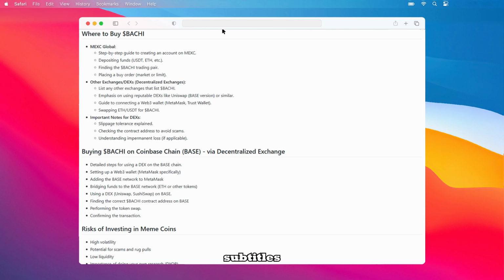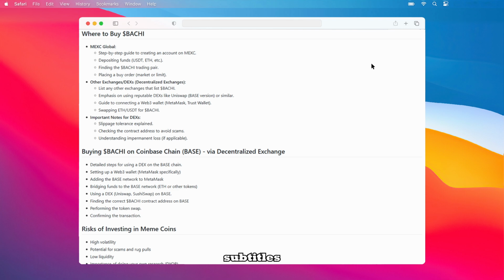Let's talk about how to buy BACHI on the Coinbase chain, also known as Base, using a decentralized exchange. First, you'll need to get familiar with using a DEX on the Base chain, which is a bit different than using a centralized exchange. A crucial first step is setting up a Web3 wallet, and for this example, we'll focus on MetaMask. After installing MetaMask, you'll need to add the Base network to your wallet so you can interact with it. Next, you'll have to bridge funds over to the Base network.